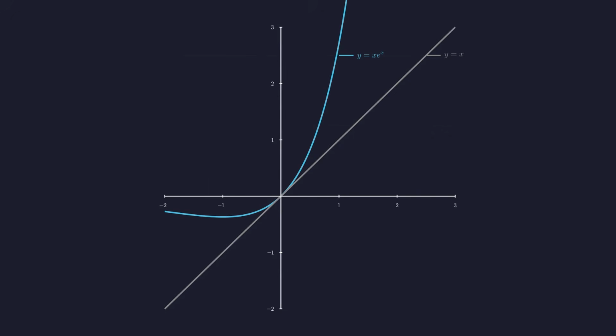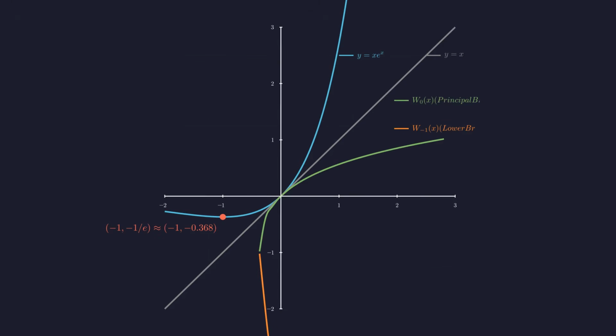Notice how the function decreases from negative infinity, reaches a minimum, then increases without bound. The critical point occurs at negative 1 over e, approximately negative 0.368. This is where the derivative equals 0, marking the boundary between decreasing and increasing behavior. This minimum value is crucial. The Lambert W function can only accept inputs greater than or equal to negative 1 over e. Below this threshold, no real solutions exist.